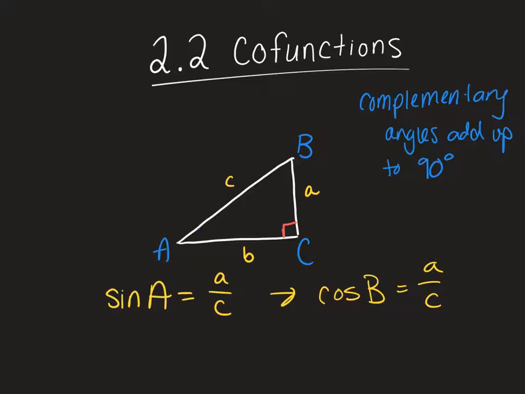So this shows you that sine and cosine are complementary functions to one another. That means the sine of one angle is going to be equal to the cosine of the complement of that angle. So even if we only know information about one angle in the triangle, we can figure out information about the other angle by using these cofunctions.